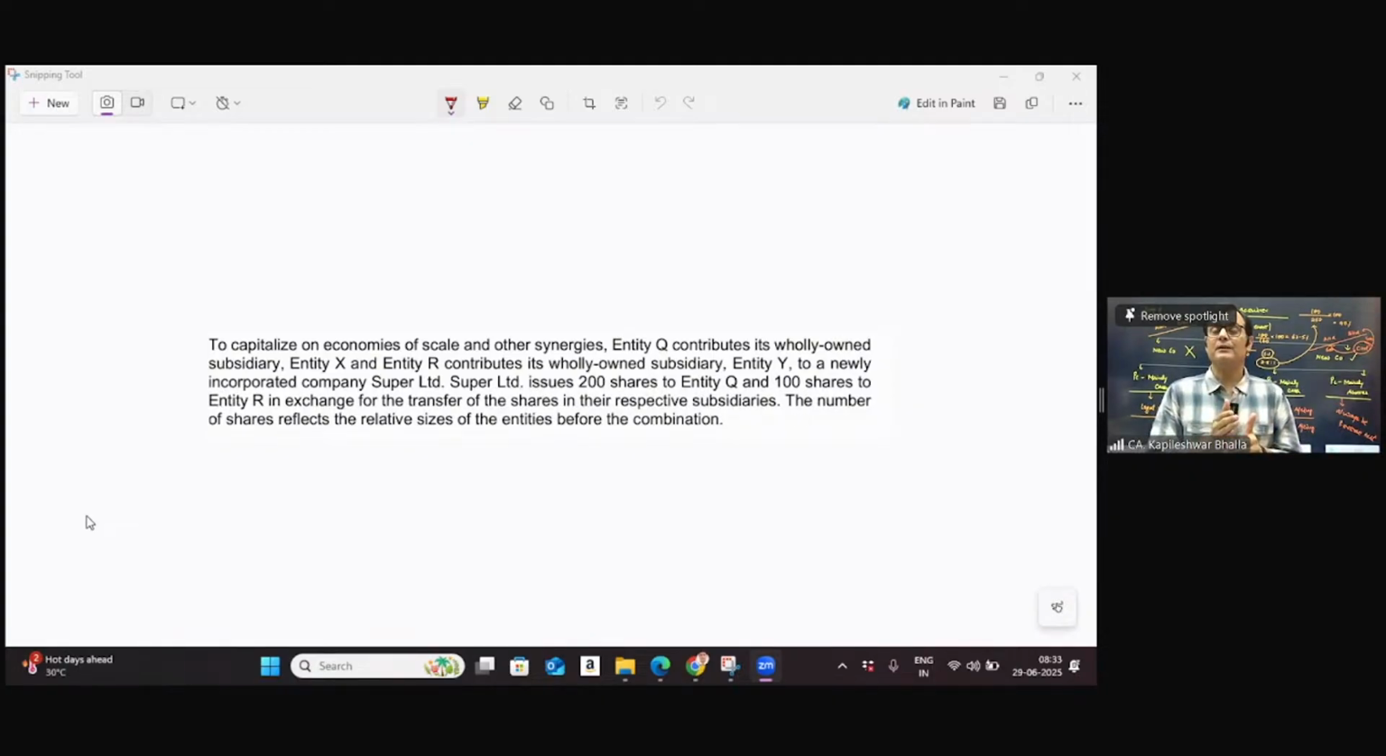You have created a new company, Focus One. Your consideration is paid in shares. So naturally, the two companies Q and R are the shareholders of the company Super. So one of the two would definitely get control, or maybe both of them collectively get control. It's always going to be a reverse acquisition. I hope I stand clear.